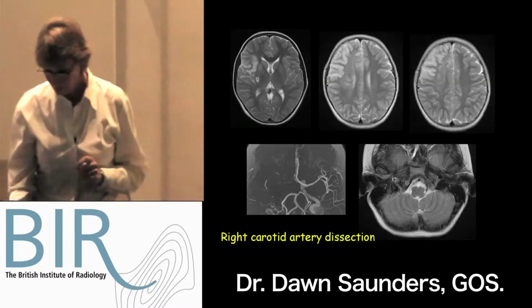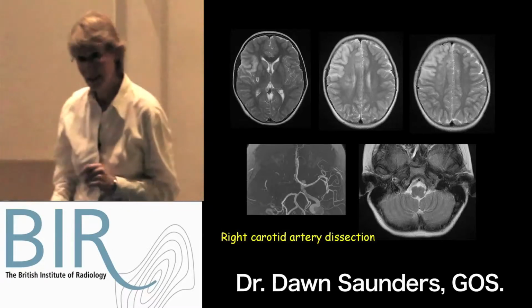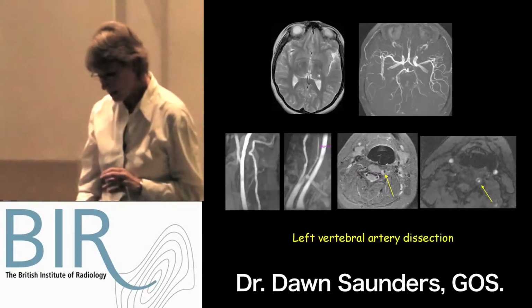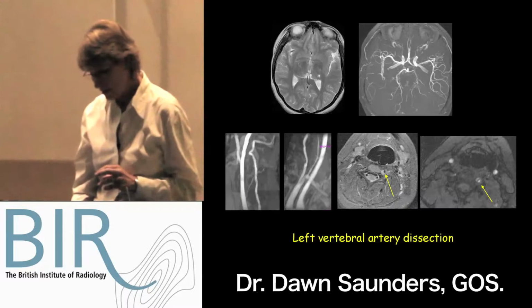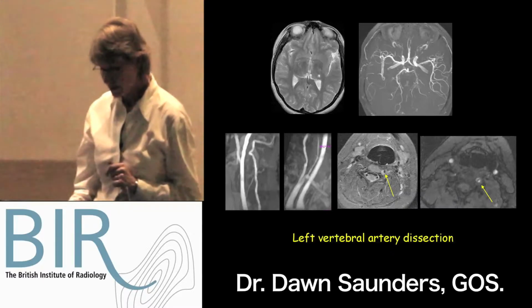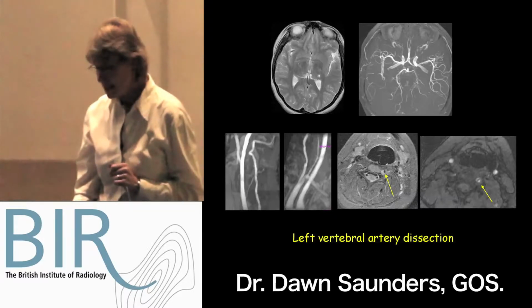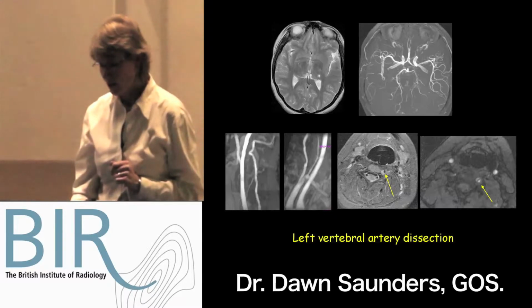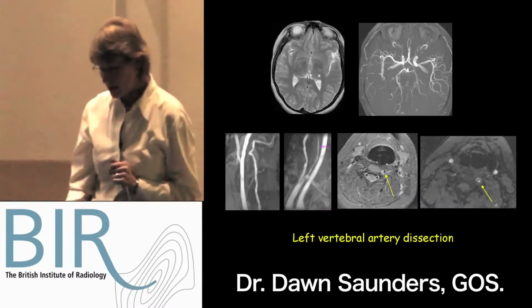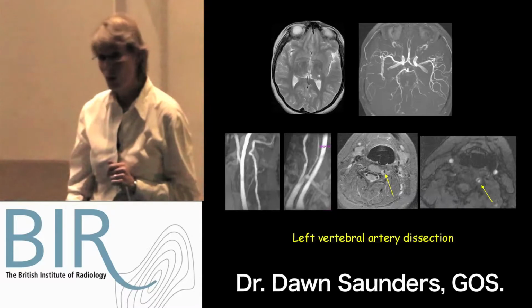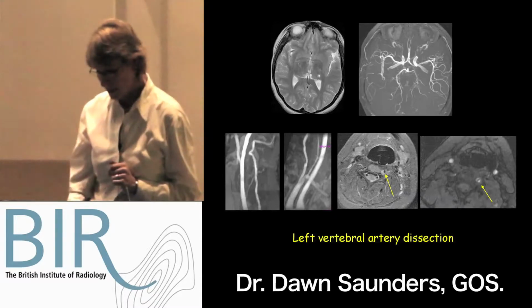And it can be seen not only on the T2 weighted imaging, but we can see it on axial STIR images very nicely in this child who had a left vertebral artery dissection, and also in the raw data of the MR angiogram of the neck. So it's important to look at all of the axial images to look for that sign.